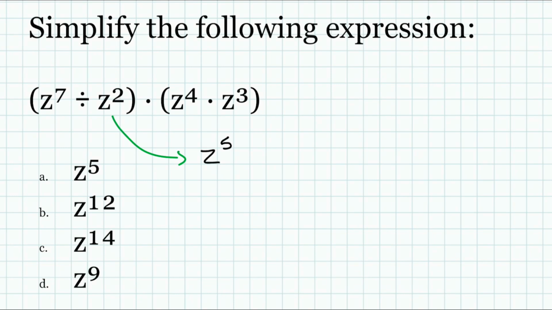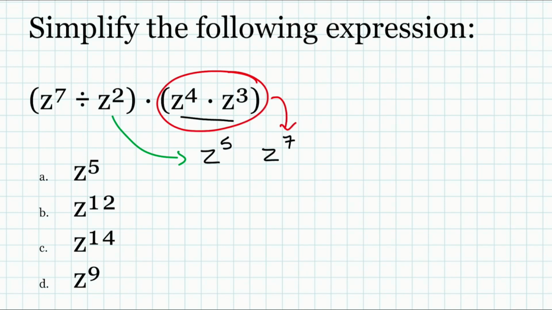I know some of us are very used to seeing anything that's next to each other as multiplication, but notice that this explicitly shows division. So we have z to the power of 7 divided by z squared. We have the same variable. So 7 minus 2, that's going to be 5. Now when we take a look at this next one, here we have z to the power of 4 times z to the power of 3. So we are going to add those exponents, and that's going to give us z to the power of 7 for this one.